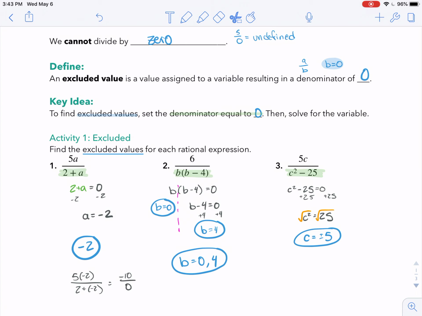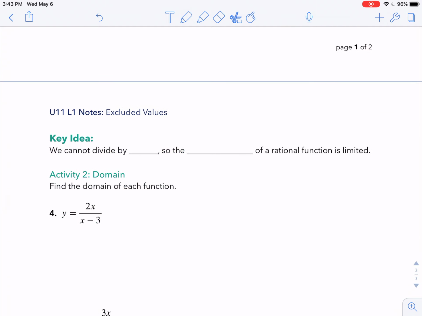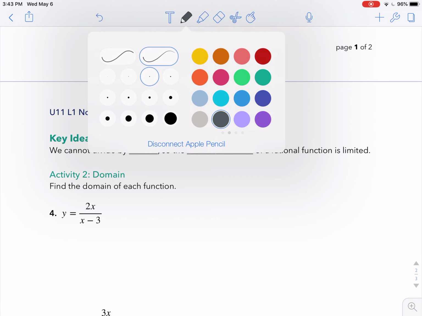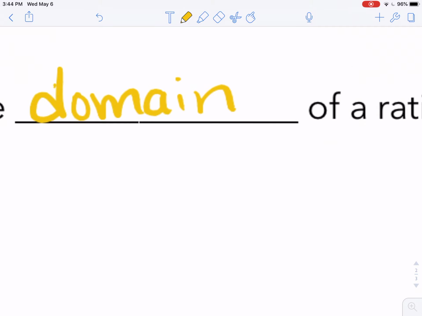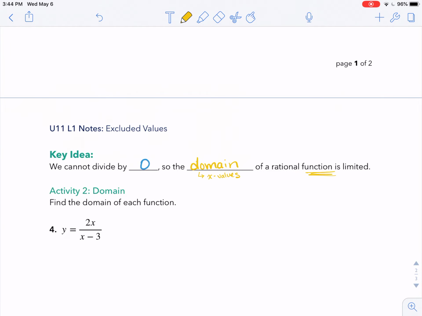Way to go! Now, that's great, but why is this important? Well, you remember, since we cannot divide by 0, the domain of a function is limited. What? This goes all the way back to graphing, to domains of functions. Quick review. What's a domain? A domain is all the x values of a function.